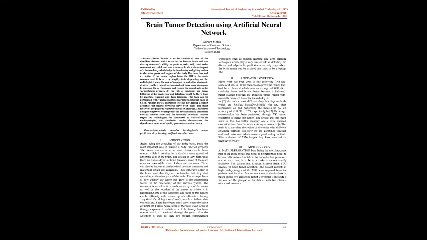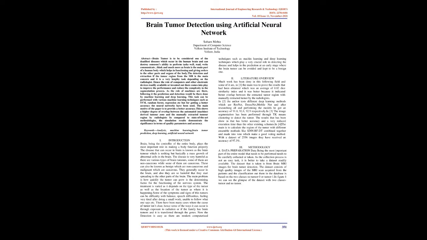This shows a higher degree of overlap between the automated, machine-derived tumor zone and the manually extracted tumor region by radiologists compared to state-of-the-art methodologies. The simulation results demonstrate the significance in terms of quality parameters and accuracy. Keywords: analysis, machine learning, brain tumor prediction, deep learning, artificial neural network.